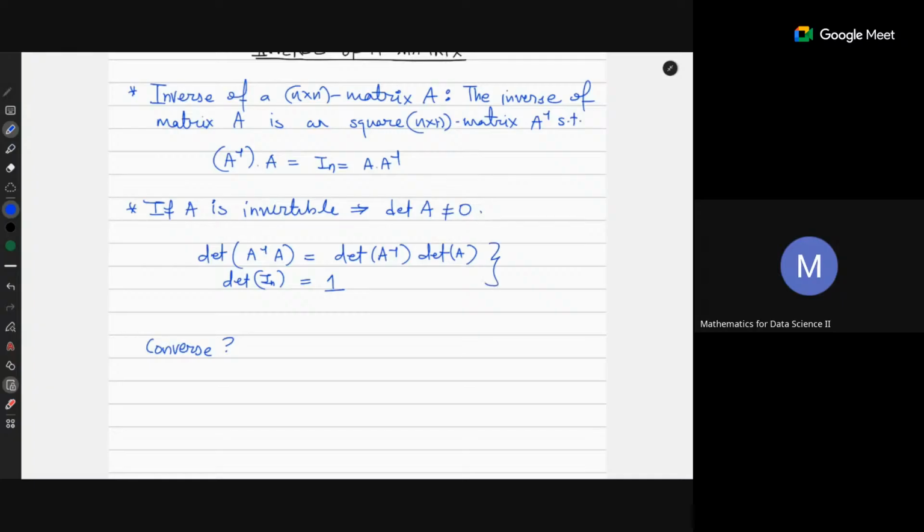So now if you equate these two things, what will you get? You will get determinant of A inverse times determinant of A is equal to 1, which will give you that determinant of A inverse is 1 over determinant of A.